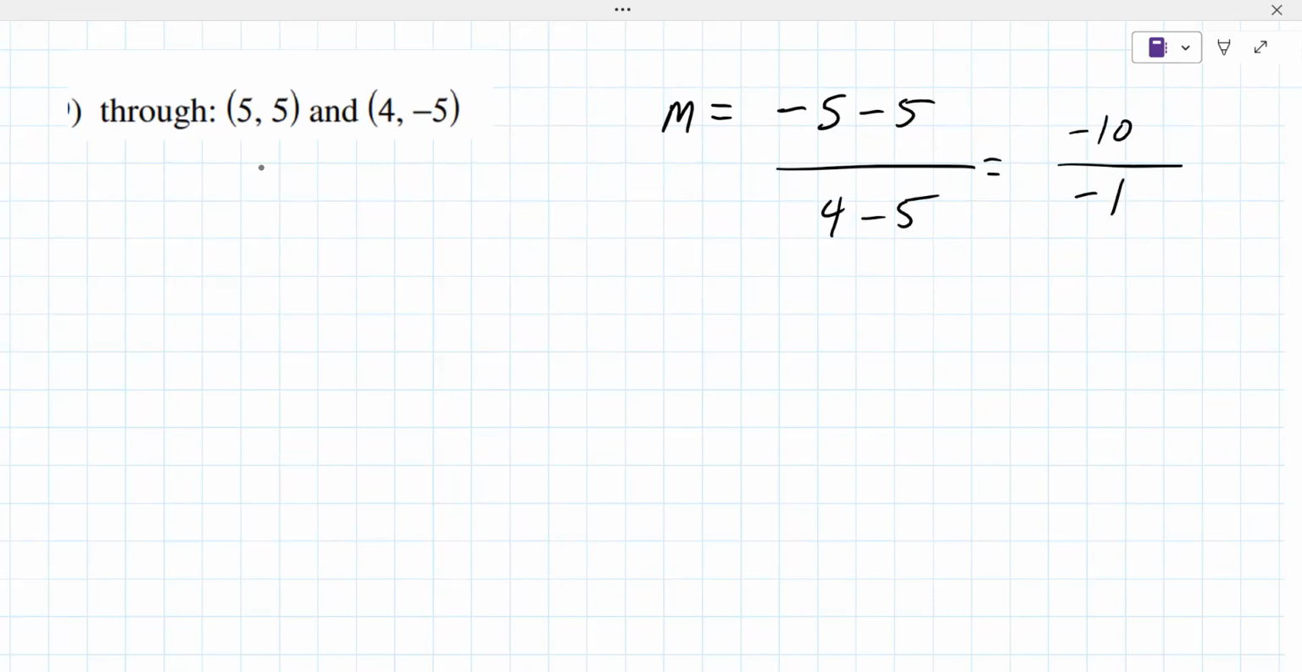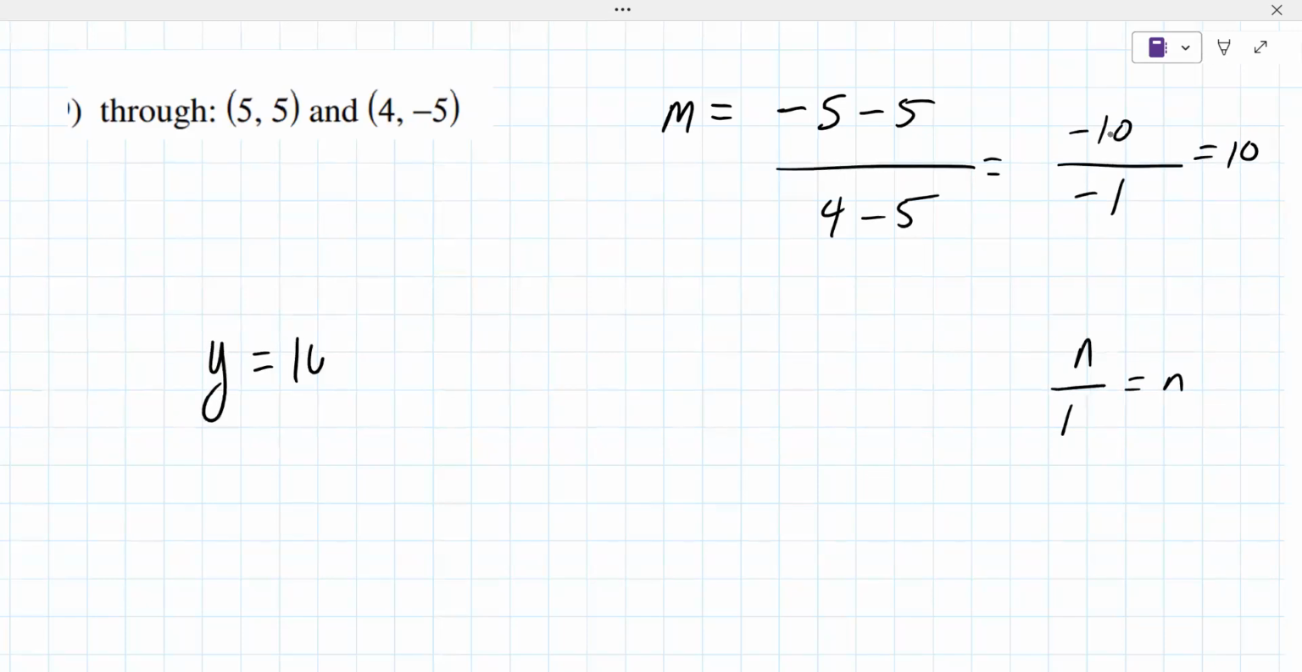10 divided by 1. 10. Any number divided by 1 is just the number. So in this case, 10. The two negatives cancel. So your slope is 10. You've got to get that part right.